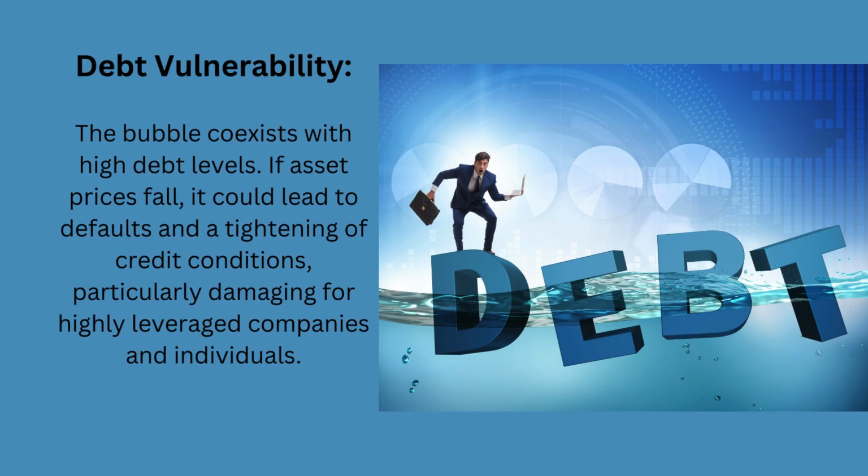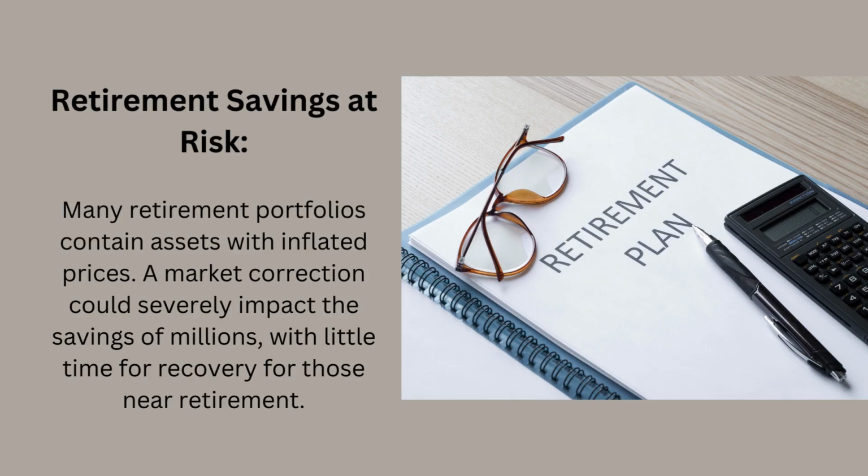Debt vulnerability. The bubble coexists with high debt levels. If asset prices fall, it could lead to defaults and a tightening of credit conditions, particularly damaging for highly leveraged companies and individuals. Retirement savings at risk. Many retirement portfolios contain assets with inflated prices. A market correction could severely impact the savings of millions, with little time for recovery for those near retirement.